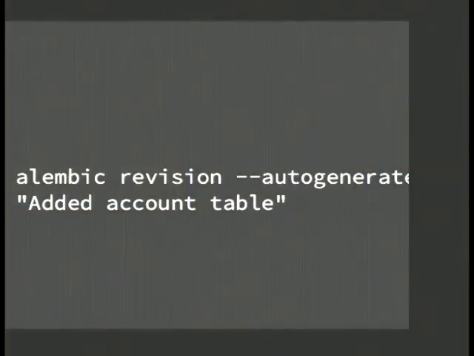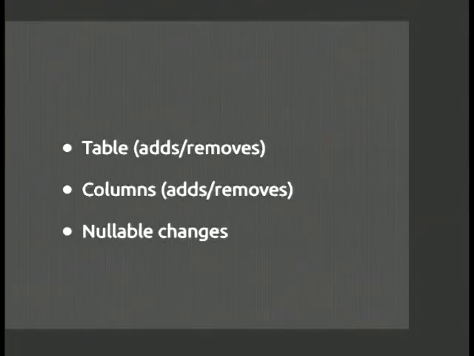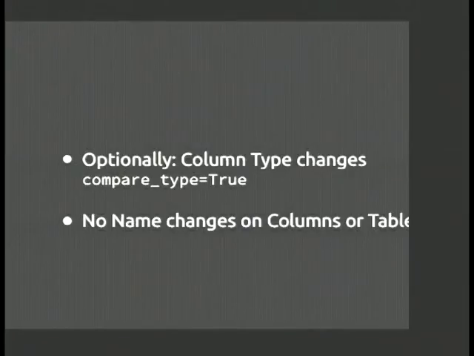Autogenerate migration is pretty similar. We just add --autogenerate onto there, and it will find tables added or removed, columns added or removed, and any nullable changes, right? There's a gotcha, though. It will only optionally find column type changes. If you change from int to string, or int to boolean, you have to tell it compare_type=True to actually go find that type of change.